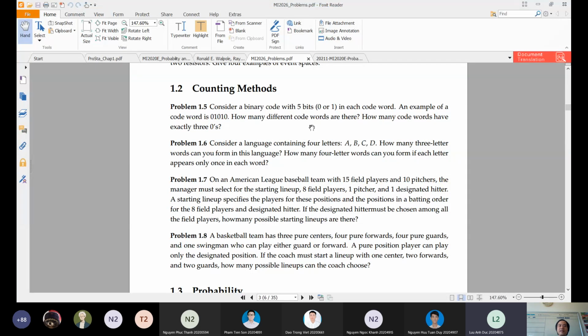What's the problem? Problem 1.5. Consider a five-digit code. Yeah. 1.5? Okay. That means you have a 5-digit code, okay? We can say 5 bits or a 5-digit code, okay? And each digit is 0 or 1, okay? For example, the code can be 0. It's 2 power 5.